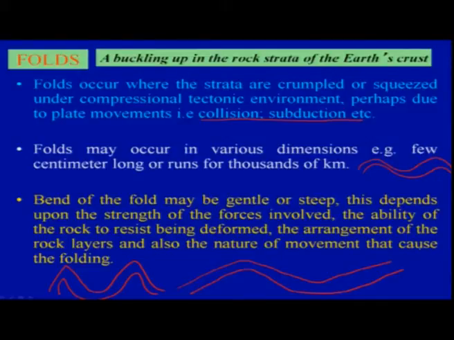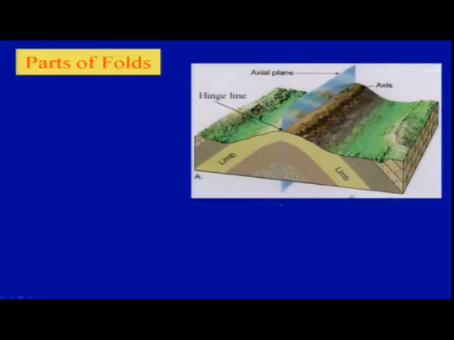So whether the rock layers are all competent, or you have competent and incompetent beds, that will also depend on this, and all of it will result in the gentling or the steepening of the folds. So now, moving ahead with the parts of the folds. We have several, like what we classify as the limb of the fold. Then the axial plane of the fold, the hinge line, and the axis of the fold, and all that.